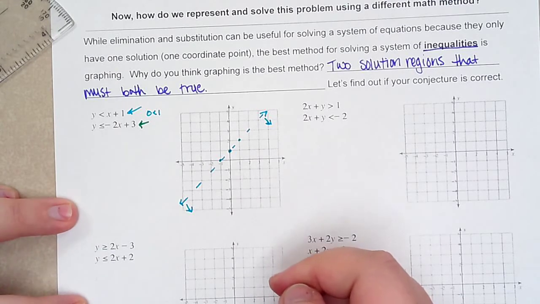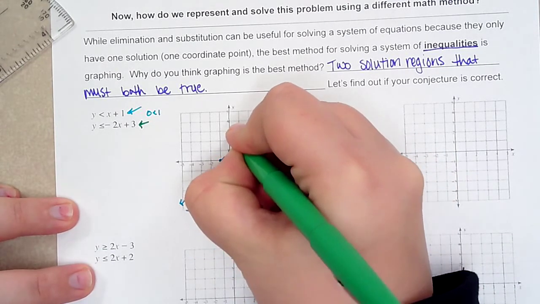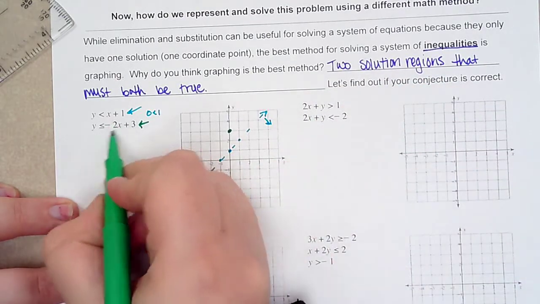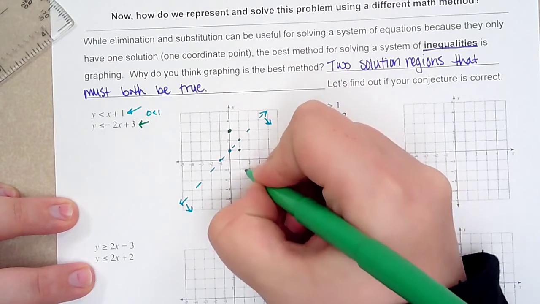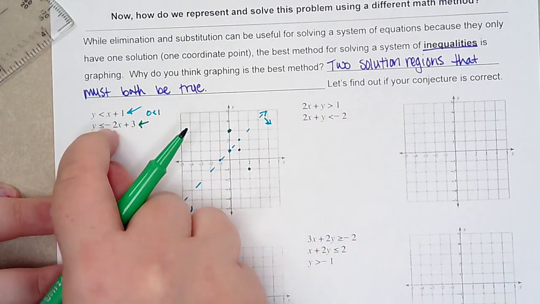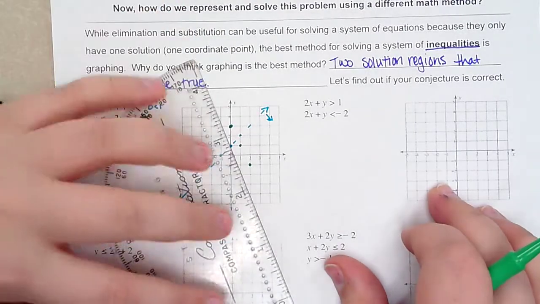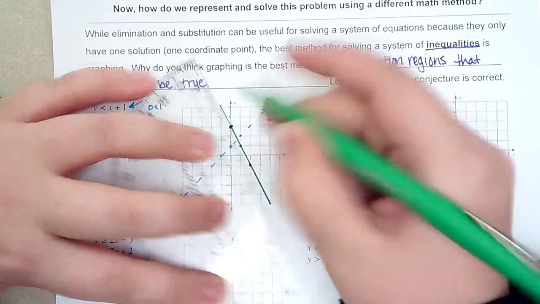So y is less than or equal to negative 2x plus 3. I go up to 3. However, my slope is negative 2, so down 2 over 1, down 2 over 1. The sign changes the line. I check. This is a solid line. Go ahead and make it nice and solid.